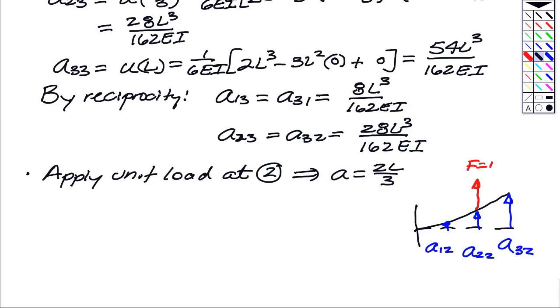So let's calculate A12. With A equal to 2L over 3, A12 is going to be U at L over 3. So this is going to be 1 over 6 EI.